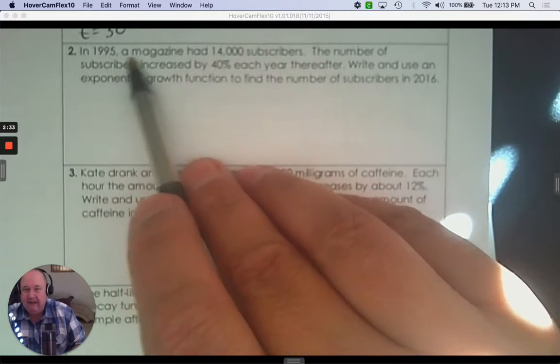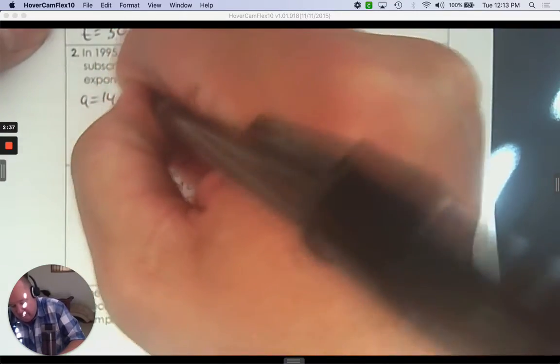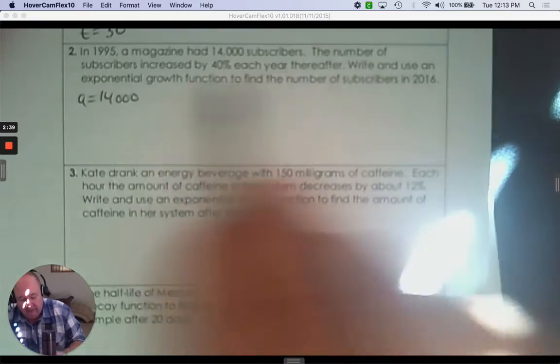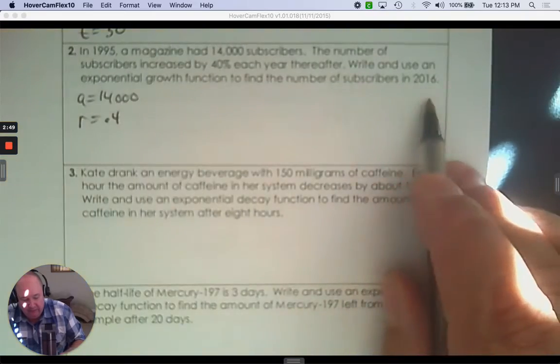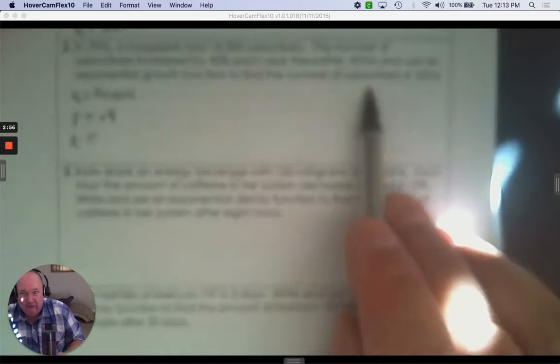All right, in 1995, a magazine had 14,000 subscribers. The number of subscribers increased by 40%. That means the rate as a decimal is 0.4. And write and use an exponential growth function to find the number of subscribers in 2016. So how many years went by? 95 to 2016. That's 16 plus 5. That's 21 years. And then what's the setup?